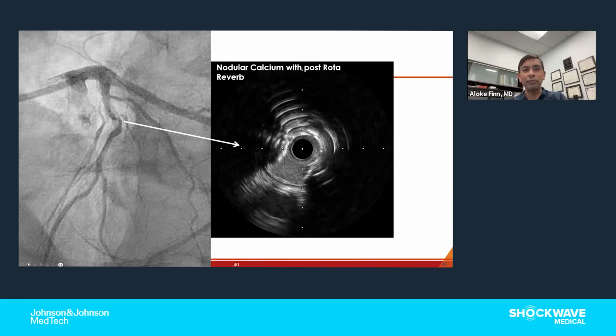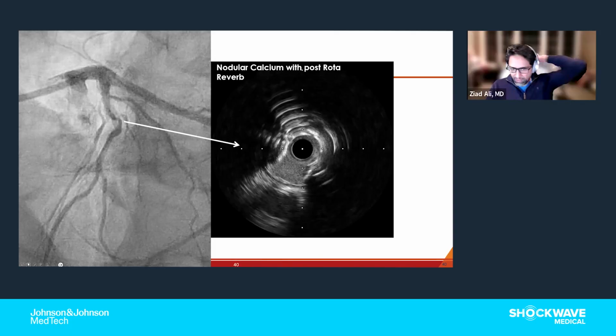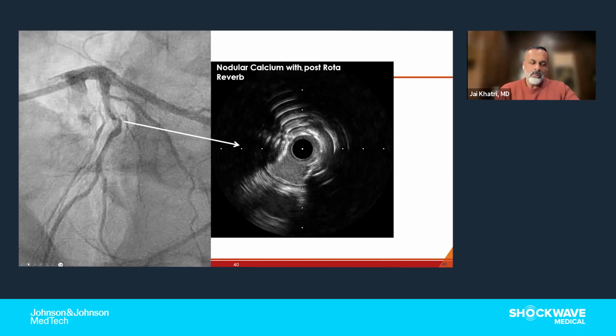I would IVL it. I think the question is, if you do a high pressure post dilation here, you have a pretty significant risk of dissection. And this is very eccentric calcium. So basically, based on what Alok has shown in the data, this is the perfect place to do this because you have a nidus for dissection on the opposite side and you have wonderful catheter bias. So your IVL balloon is going to hug right into this calcium and potentially fracture it even further.